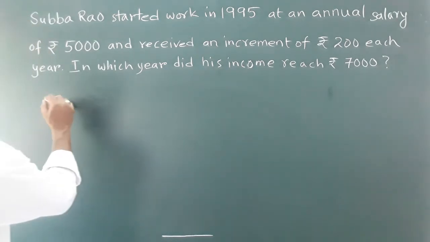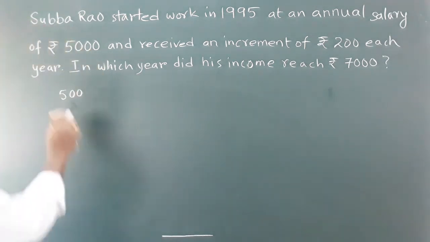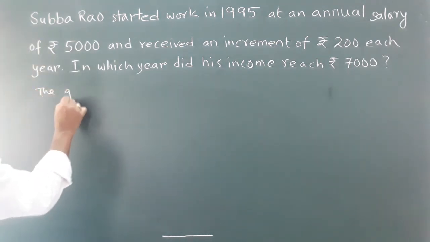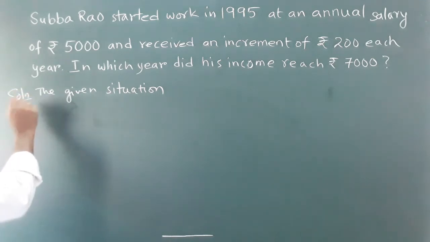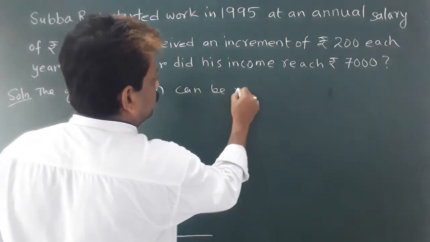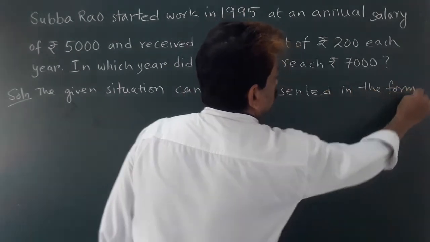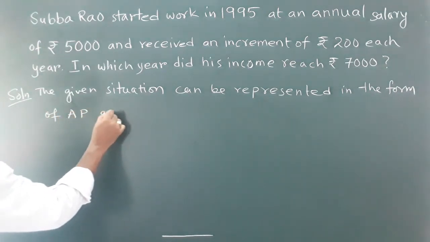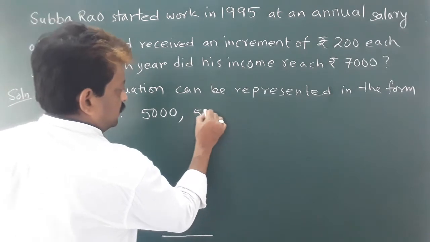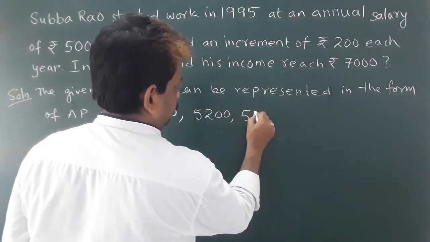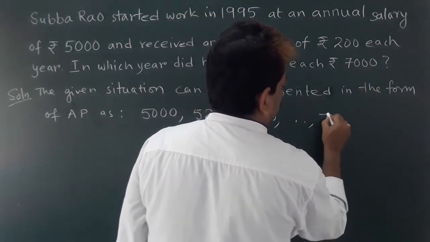Okay. So here the first term is 5,000. Solution: the given situation can be represented in the form of an AP as 5,000, then there is an increase of 200, so next year it will be 5,200, then it will be rupees 5,400, and so on, and finally it will be 7,000.